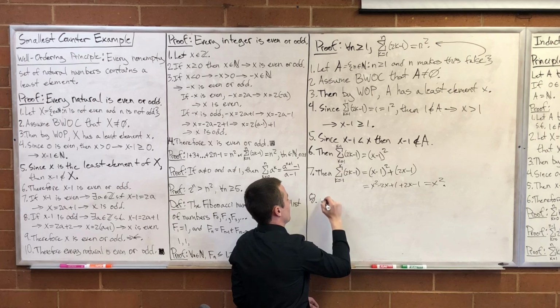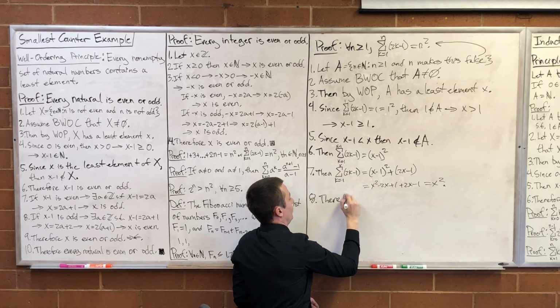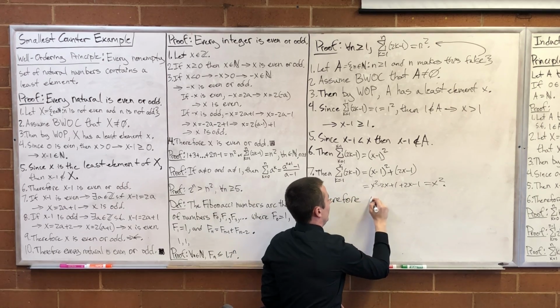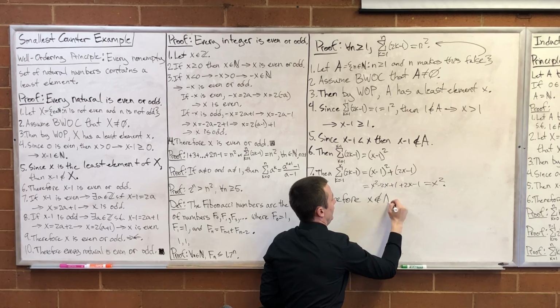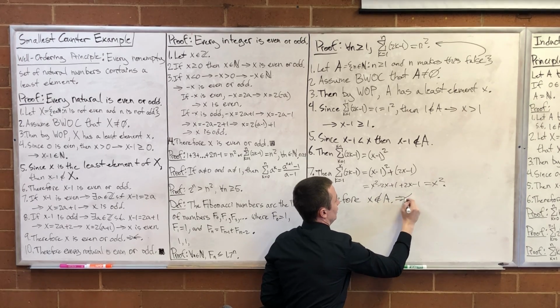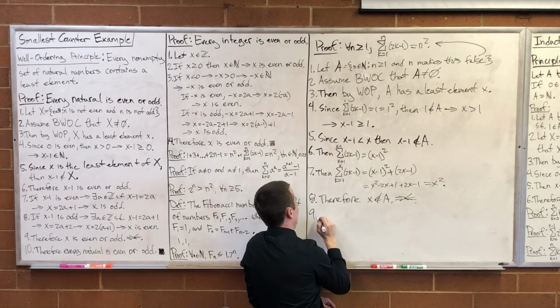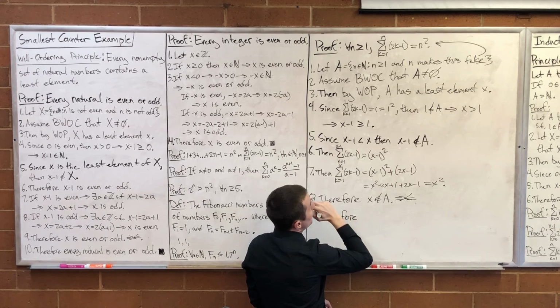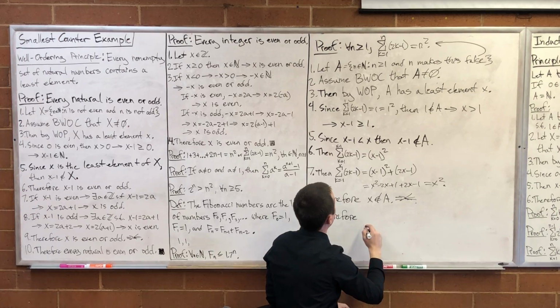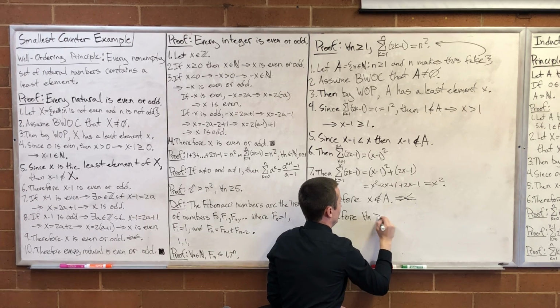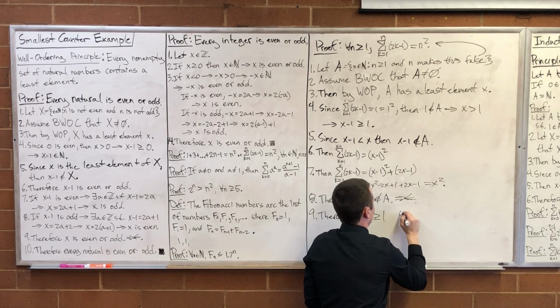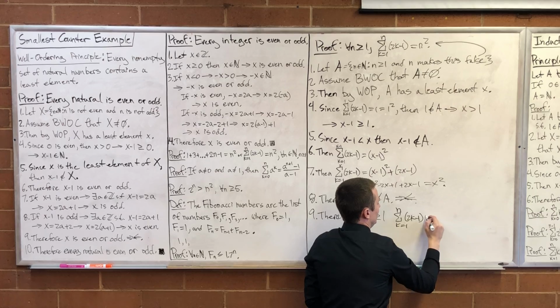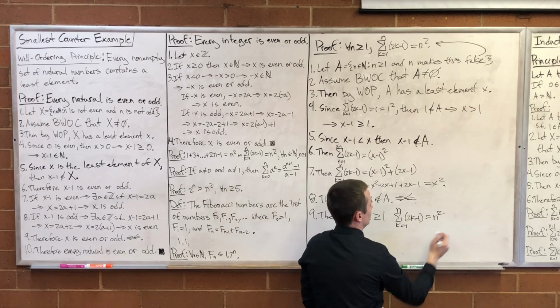8. Therefore, x is not in A. Contradiction. 9. Therefore, for all n greater than or equal to 1, the sum from k equals 1 to n of 2k minus 1 is equal to n squared.